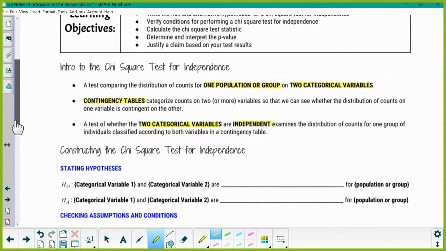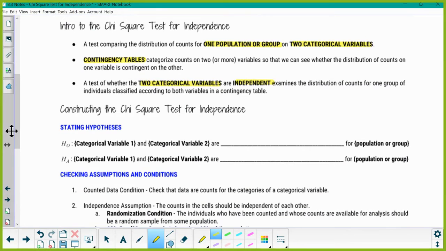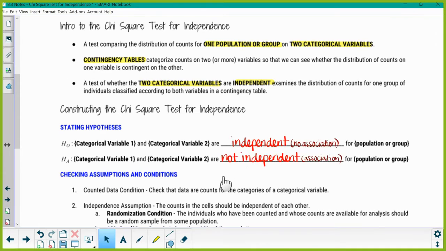So, the big change between this test and homogeneity is the hypotheses. We are going to compare categorical variable 1 and categorical variable 2, and we are going to say in the null that they are independent, meaning they have no association for whatever population or group we are talking about. For the alternative, we are going to say they are not independent, or there is an association for the population or group. Now, here it's very important that we do not say dependent.